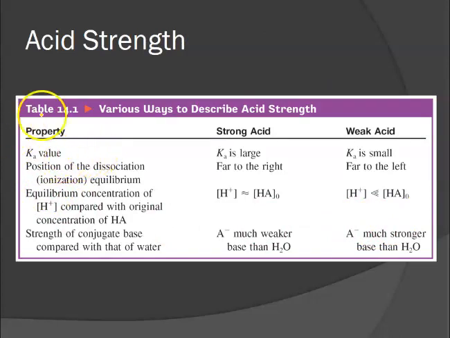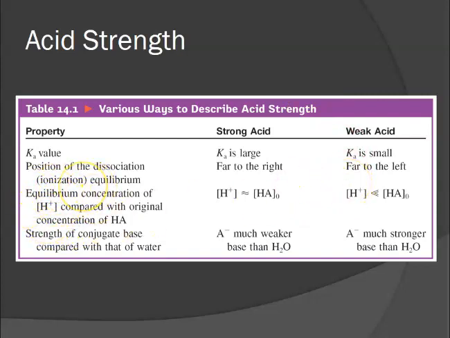So other ways to describe acid strength. If Ka is large, it's a strong acid or a stronger acid. The 7 true strong acids don't even list Ka. If you look up Ka for one of the 7 strong acids, it'll usually say large or something like that. They won't even give you a number. It's just off the charts. Ka is small for a weak acid.